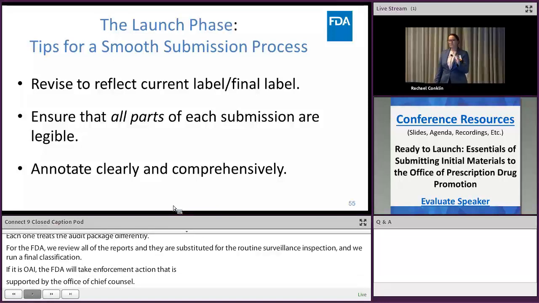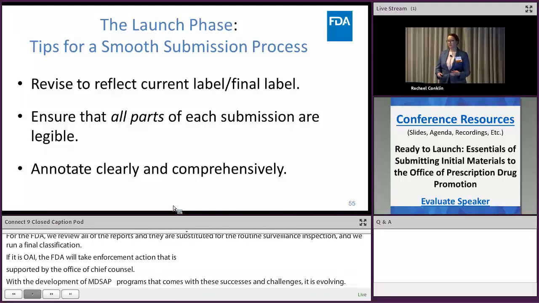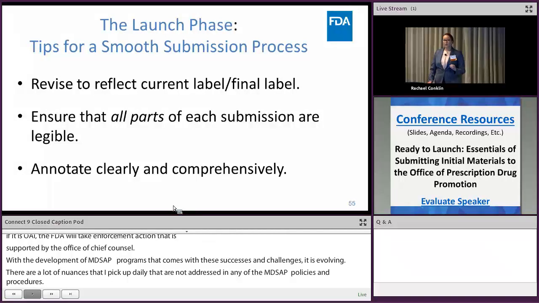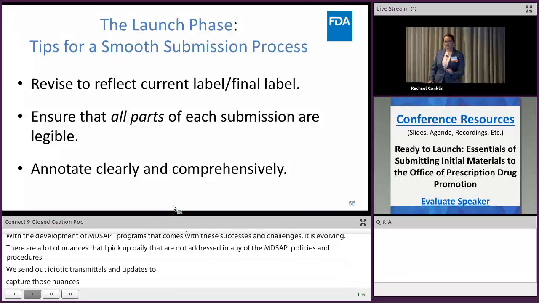font. We need to be able to read every part of a submission, every part of those promotional materials needs to be legible, from the footnotes up through those big headline claims. So please, please make sure when you are submitting that those materials can be read, and this includes both clean and annotated materials.